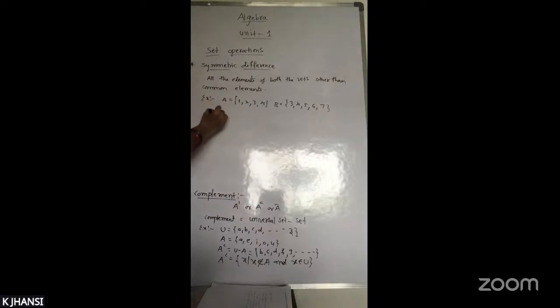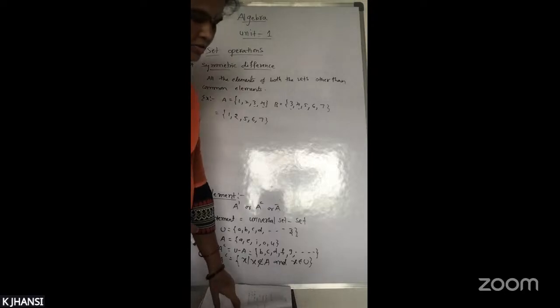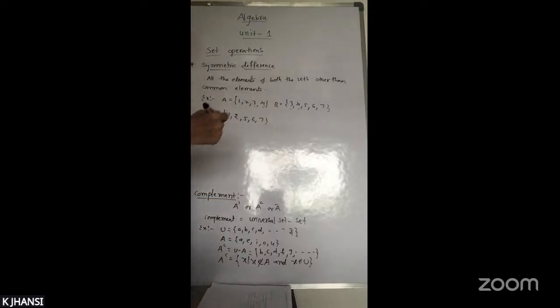So here A minus B is only A's elements, and you have to eliminate the common elements. But symmetric difference means, in the two sets, you have to eliminate the common elements and write all the remaining elements in A and B. The common elements are 3 and 4. So 1, 2 are there and here 5, 6, 7. Like this we have to find A delta B.